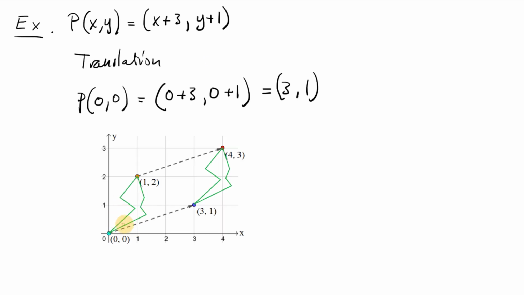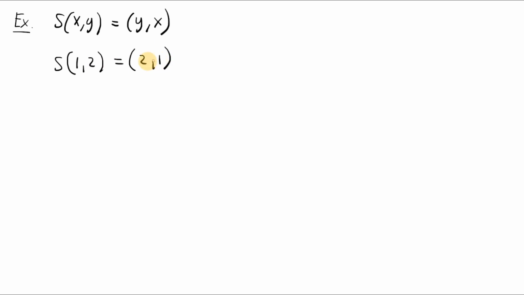So if you start with this figure, you see that all points on this figure are moved 3 steps to the right and 1 step up. So this whole figure is translated with this vector 3, 1. Another example is this mapping, which is just switching place of the two coordinates. So the x coordinate becomes the y coordinate and vice versa. For example, the point 1, 2 will map to 2, 1.